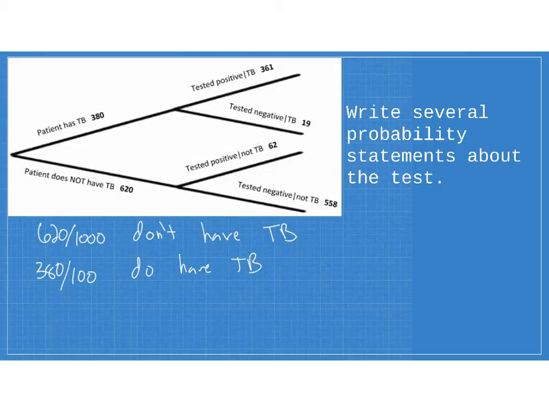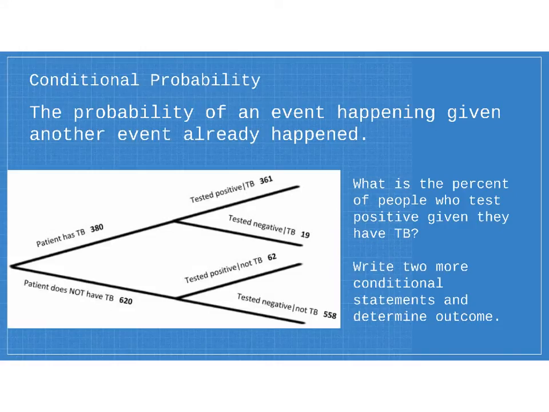Okay, so again, 620 out of 1,000 don't have TB. We have the converse, 380 out of 1,000 do have TB. So talking about the same, add those together, we get our 1,000. Those are probabilities, just comparing rates of numbers. Okay, there's several others in there, but I just want us to initially get to see what a probability statement kind of looks like.